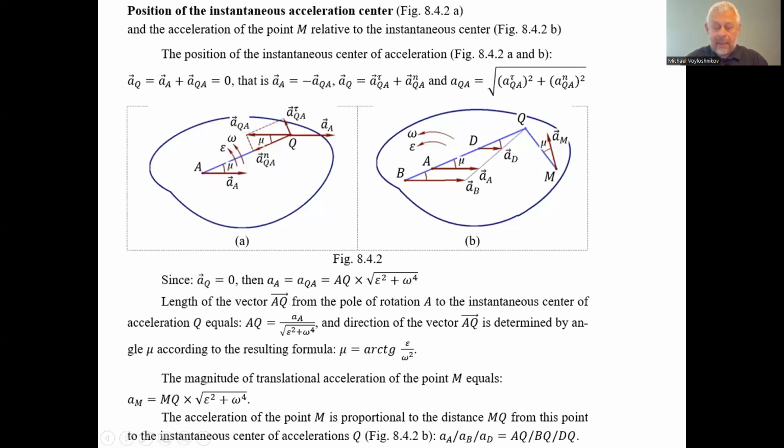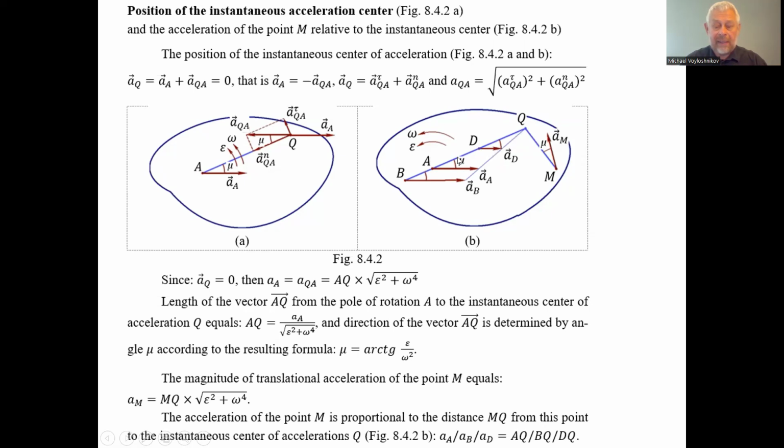And the proportion of the translational or progressive accelerations of the points A, B, C, D, M, etc. is equivalent to the proportion of the arms. So AQ, BQ, DQ. These are the translational accelerations of any points due to the rotation about the instantaneous center of the accelerations. The proportions of the magnitudes of the accelerations is the same as the proportions of the arms.